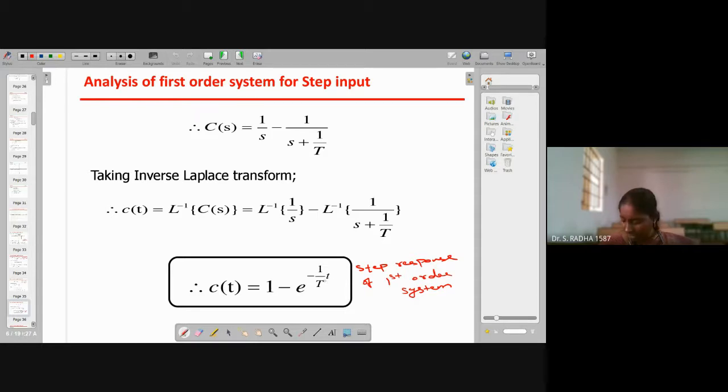So here what we had is the output in the frequency domain, or Laplace domain. Here what we are calculating is the output in the time domain. This is the final output, the step response. It is called the step response because the input is a step signal. This is the final equation, equation number 2, the first order system step response.